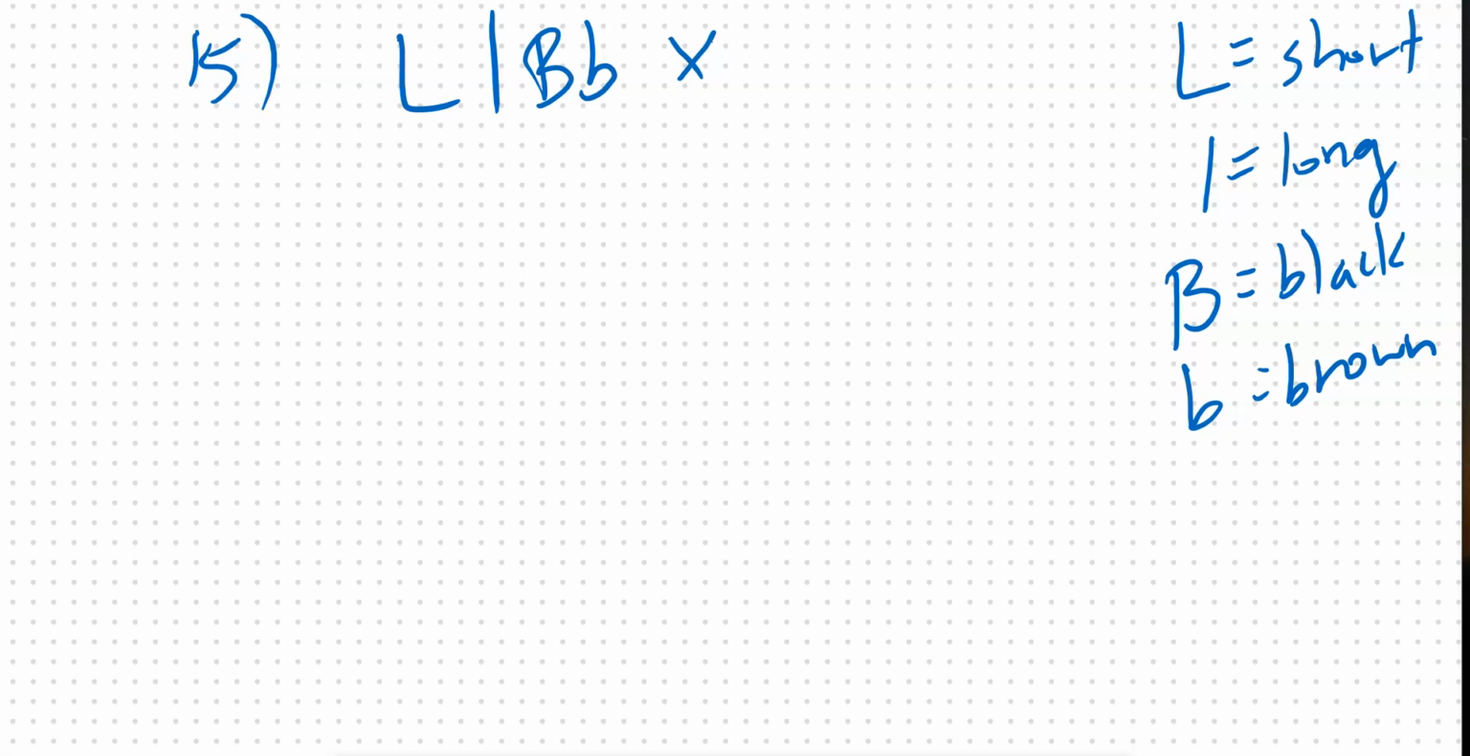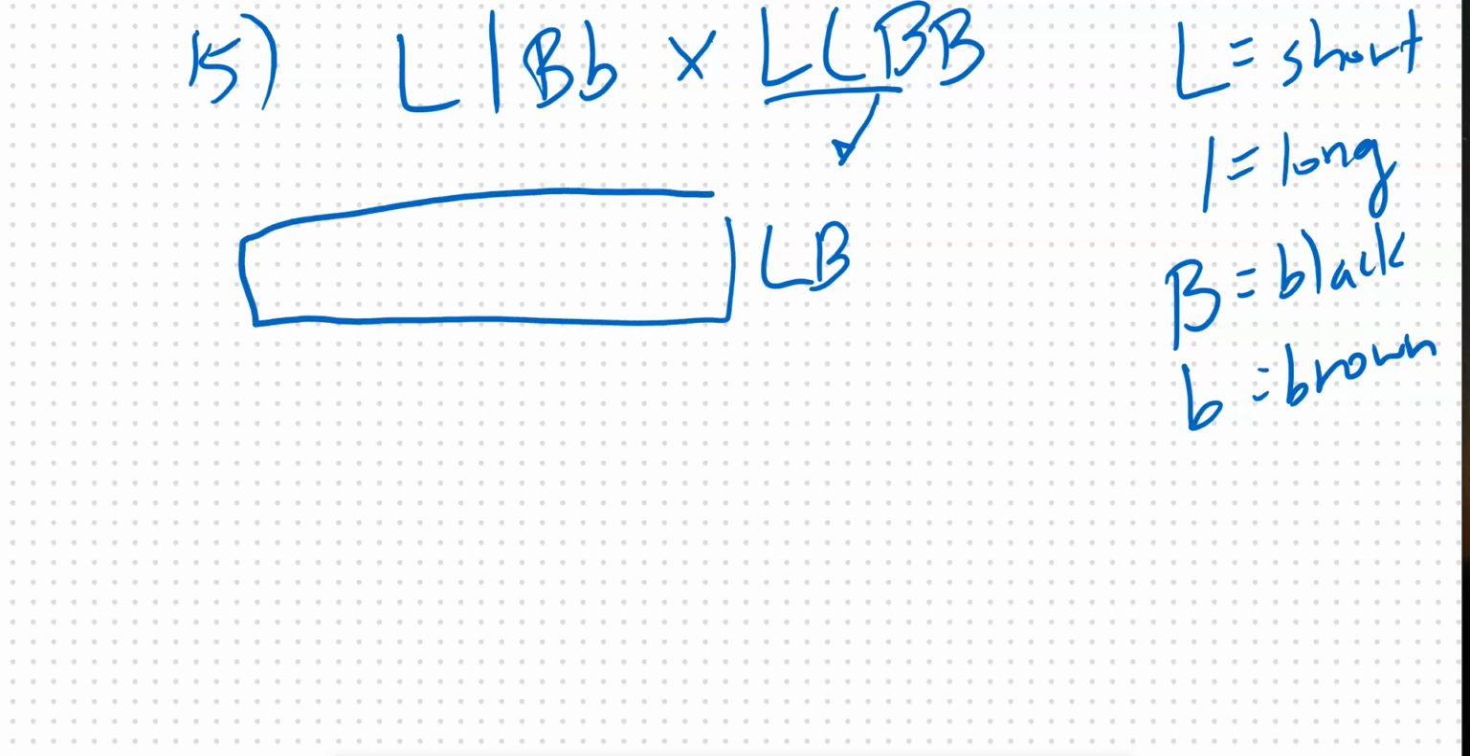Homozygous short and black. Homozygous short is big L, big L. Homozygous black is big B, big B. And then you can do out the Punnett square. That's a pretty easy Punnett square because we know that this parent can only pass on big L and big B. And so that's the only part of the Punnett square.